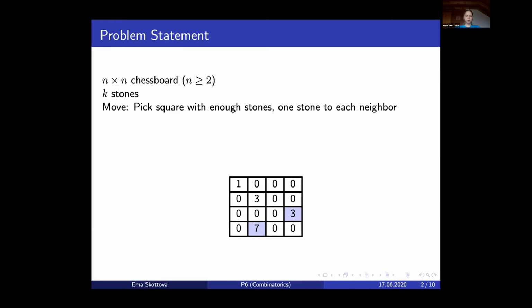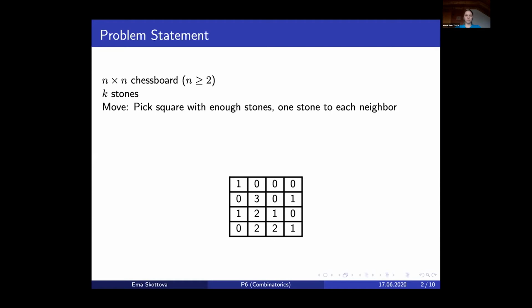For example, we can make a move with the square that has 7 stones, just to show how it works. We just give 1 stone to each neighbor. Then it has 4 stones, so we can make another move because it has only 3 neighbors. Then we can make a move with the square that has 3 stones. And then a last move with the square that has 2 stones at the bottom left corner. Now we can't make any moves anymore because none of the squares has enough stones for each neighbor. So those are the rules of the game.